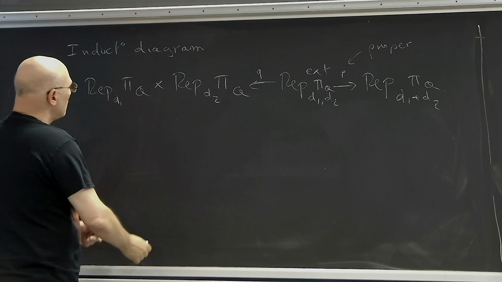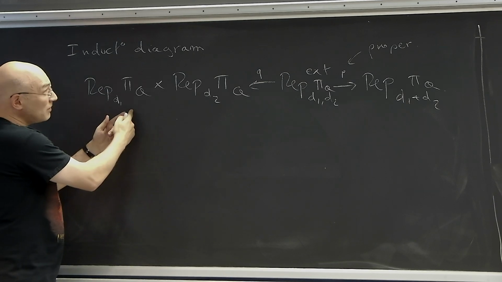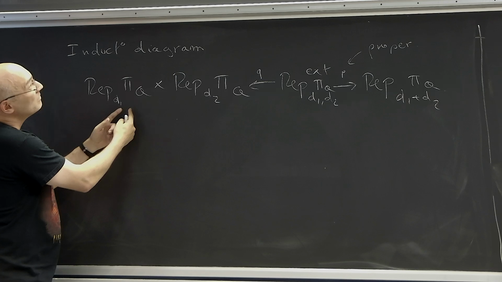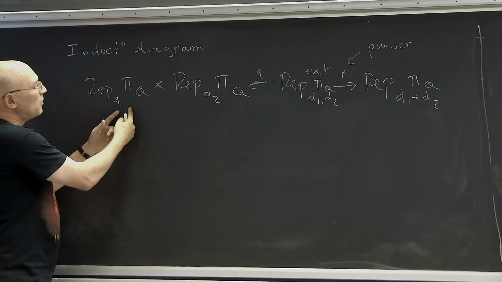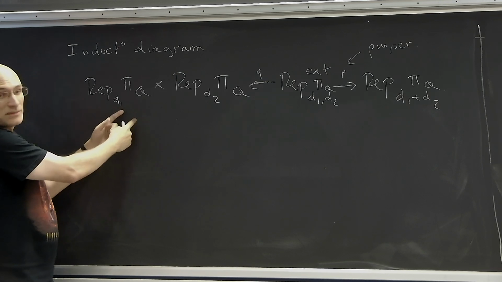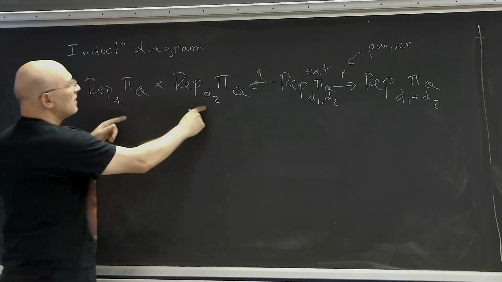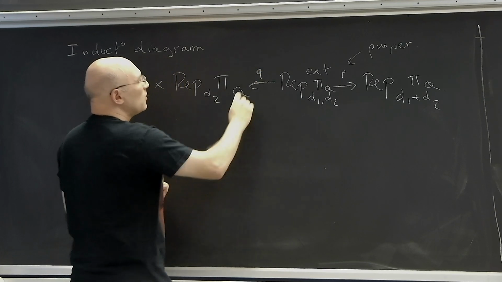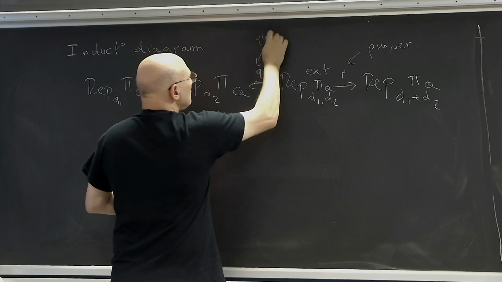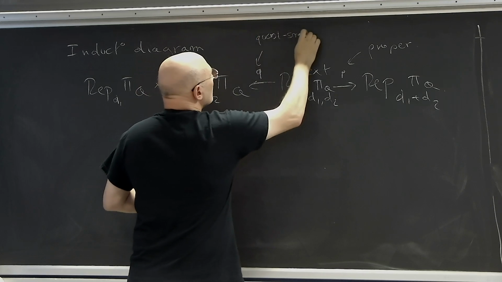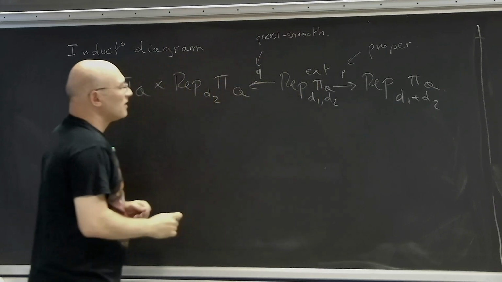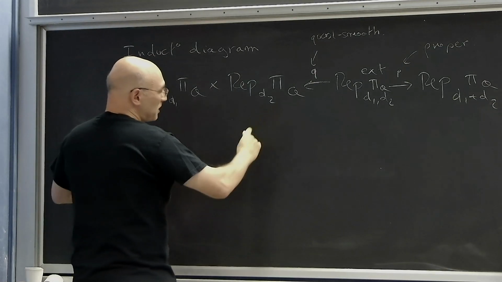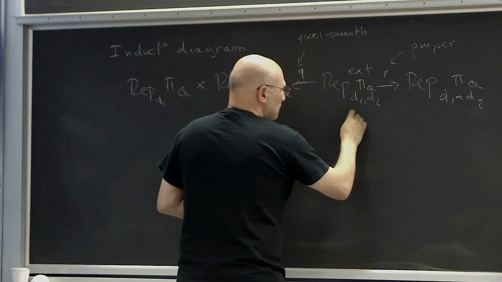So if you remember, the cotangent stack to the stack of representations of Q was quasi-smooth. Okay, so this is quasi-smooth, this is quasi-smooth, and in fact, the map itself, Q, is also quasi-smooth. So let me try to explain why.